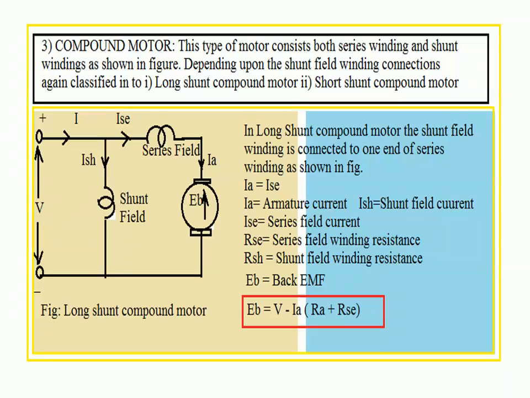In long shunt compound motor, the shunt field winding is connected across the series winding and armature combination, as shown in figure. In this type, armature current and series field current are both equal. IA is the armature current, ISH is the shunt field current. RSC is the series field winding resistance, RSH is the shunt field winding resistance. Hence, back EMF EB equal to V minus IA into RA plus RSC.